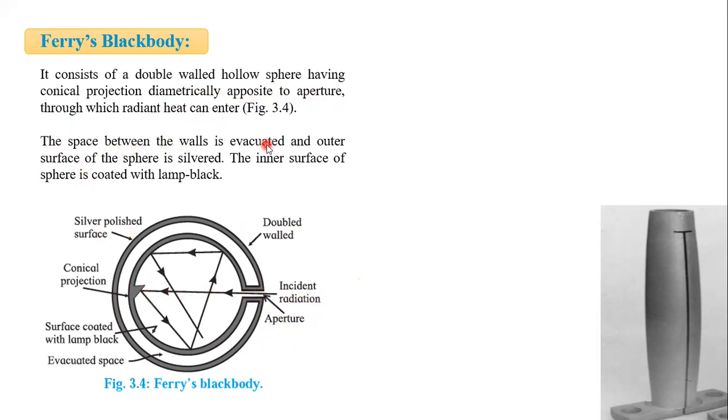The space between the two walls is evacuated. The outer surface is silvered or nickel polished. The inner surface is coated with lamp black. You can see here the lamp black. So the inside portion is coated with lamp black to absorb more heat radiation.